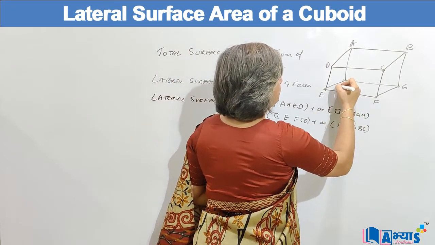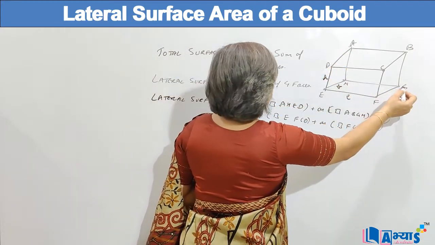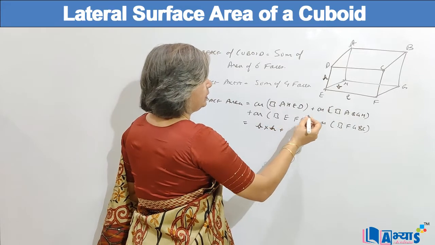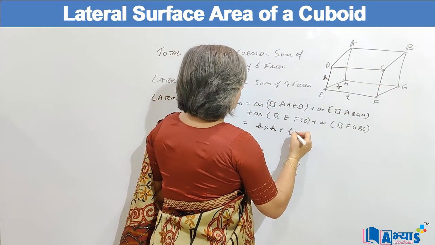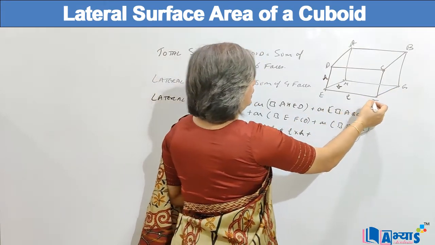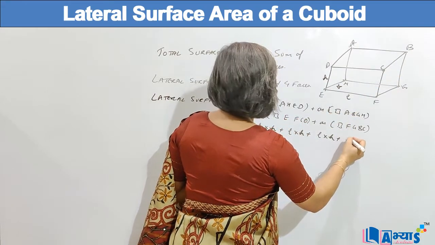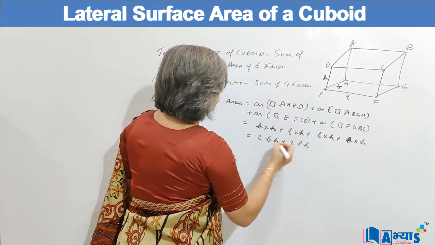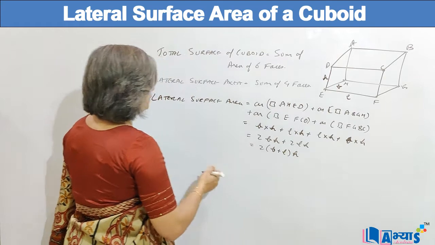This is dimension L, this is B, and this is H. Now the area of AHED is breadth into height, and similarly area of ABGH is L into H, plus area of rectangle EFCD is L into H, plus area of FGBC is B into H, or we can say 2 times BH plus 2 times LH, or we can say 2 times B plus L into H. So this is the lateral surface area.